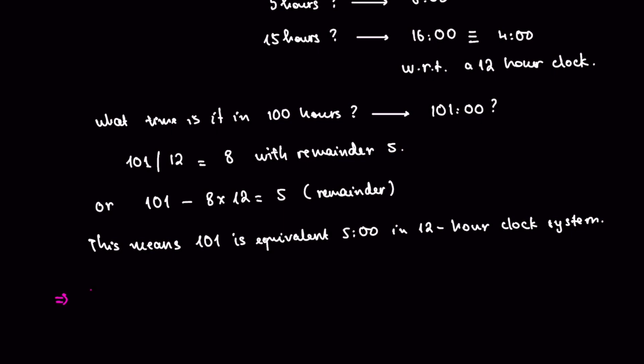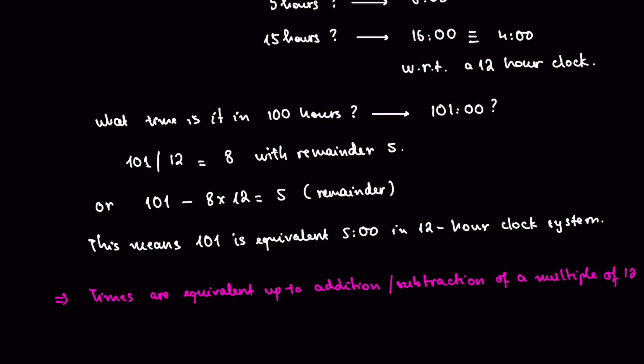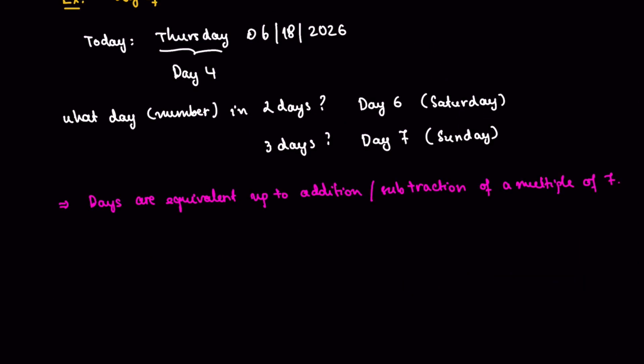That is, times are equivalent up to addition and subtraction of a multiple of 12, because we are considering the case of a 12-hour clock system. So with this conclusion in mind, you're going to ask the question, what day is it a year from now? So let's consider 365 days without the leap year.